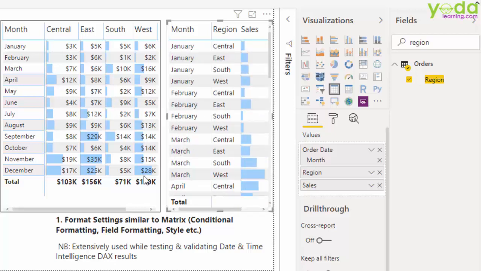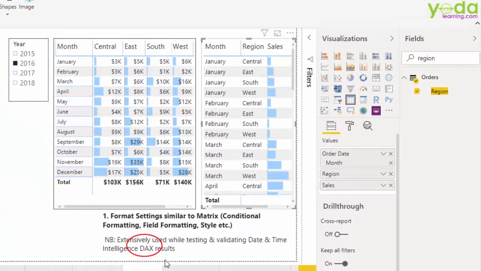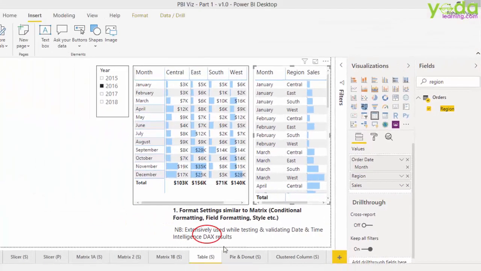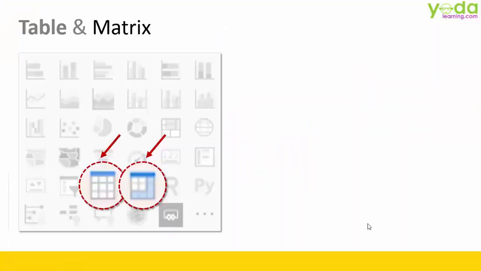The time that you'll be learning DAX functions is the time when you'll be using table a lot to validate your answers. For now, I will leave it at you to experiment. And if you have not watched our video on matrix, please do so. So I hope now you understand the basic difference between table and matrix.